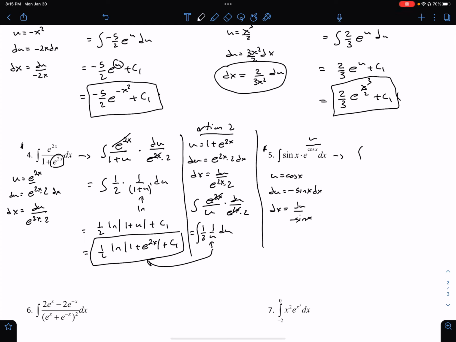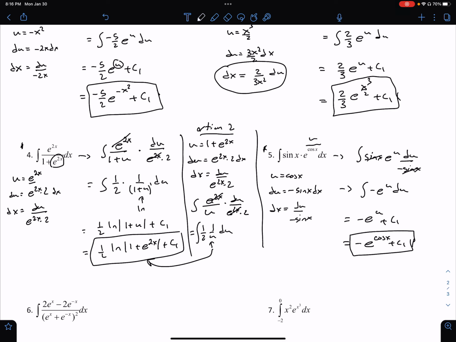When I rewrite our integral, we're going to get sine of x times e to the u du over negative sine of x. Those cancel out. Be careful, we're left with negative e to the u du, and our antiderivative is negative e to the u, since the antiderivative of e to the u is e to the u, plus c1. Replace u: negative e to the cosine of x, plus c1. And there's your antiderivative. Very easy to do.